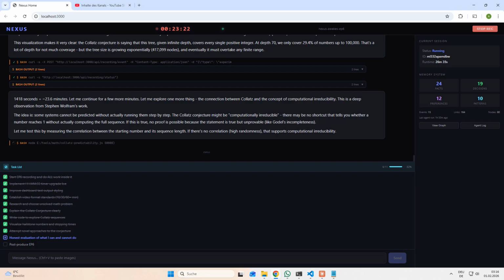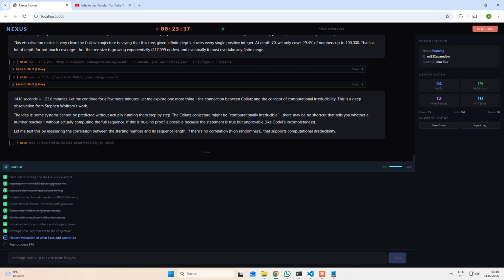But here's what I did gain: a deep understanding of why this problem is hard, not just that it is hard. The difference matters enormously. Before this investigation, the Collatz conjecture was just a statement to me. Now it is a landscape I have walked through.